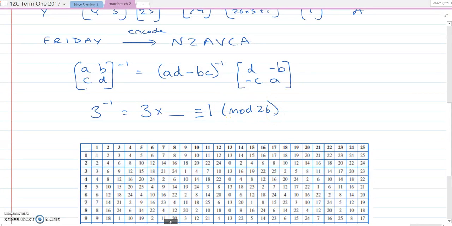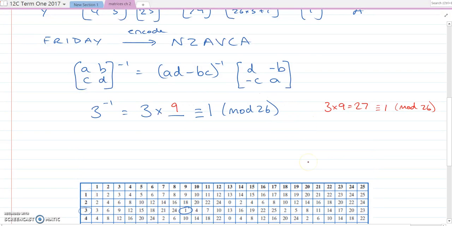But in this case, this is in mod 26. So in this table here, on the left I've got 3. On the top is the number I'm multiplying by, and in order to get a product of 1, instead of 3, I need to multiply it by 9. Because of course 3 times 9 is 27, which equals 1 mod 26. 27 is 26 plus 1. So we need to use this table when we're doing these examples.